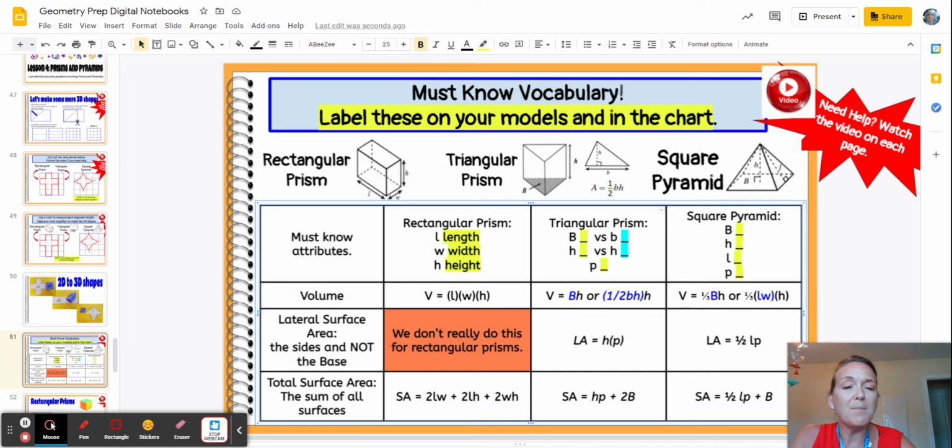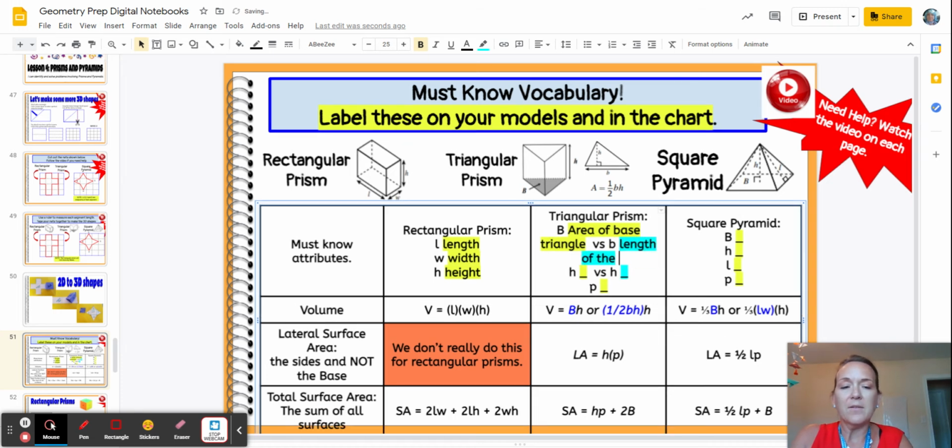So when we talk about the big B, we're talking about the area of the base of the triangle. Let me say that a different way. Area of base triangle. Okay. And then the little b is the length of the base triangle. So that can be really confusing.